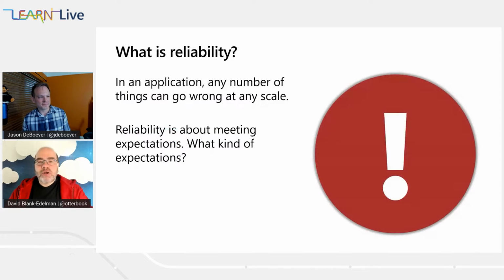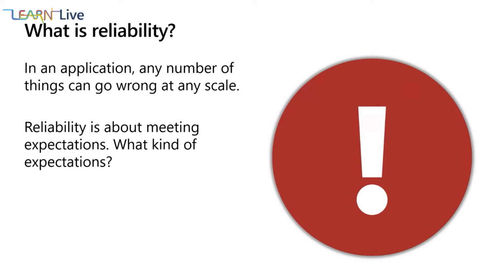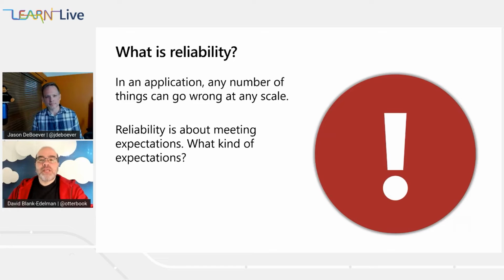And the place that we probably want to start is my favorite place, because I dig the reliability stuff. So you're going to hear me do a lot of the talking on this one. I want to talk about the reliability pillar. So let's start off with the basic question, what's reliability? In an application, any number of things can go wrong at any scale. And the greater the scale, the more likely it could go wrong. And for me, reliability is about meeting expectations. And I want to talk about what kind of expectations, to be specific.